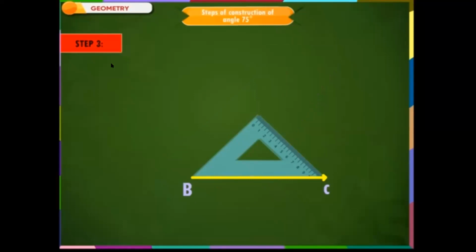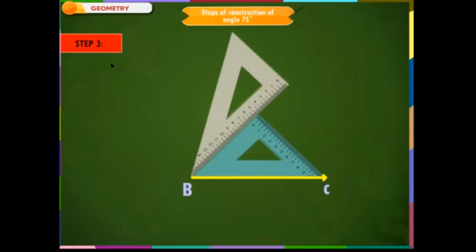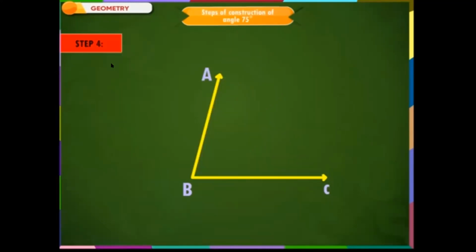Step 3. Now, place the 30 degree set square adjacent to the 45 degree set square, as shown on the screen. Step 4. Draw a ray BA along the other edge of the 30 degree set square that is not touching the 45 degree set square, starting from point B. The angle so obtained is of measure 75 degree.